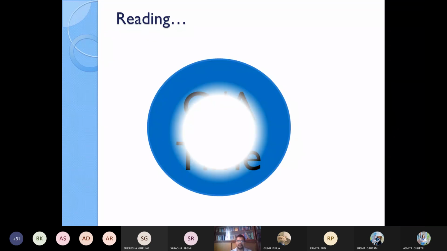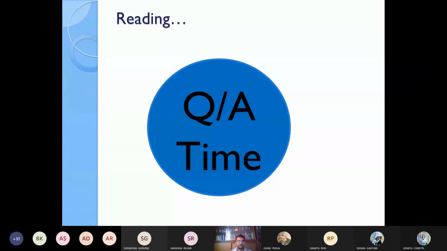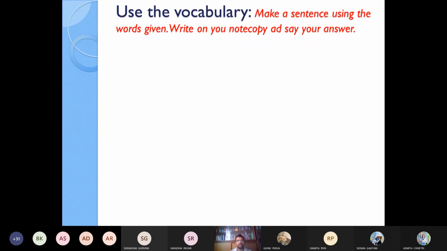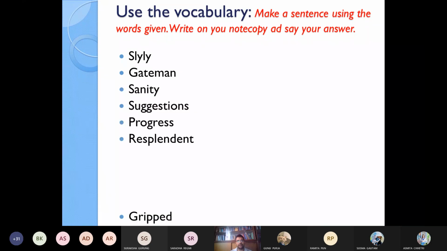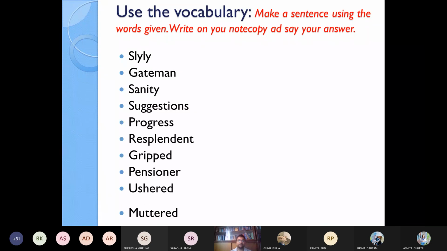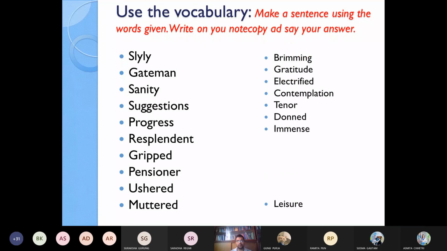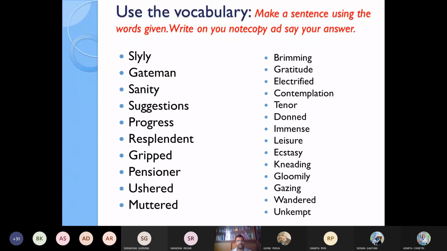So, dear students, now is the question and answer time. Hope you all don't forget this vocabulary. Use this vocabulary in your own words. Make a sentence of this vocabulary. These are the major vocabulary words that have been used in the story as well. Make a sentence using the word given. You can write on your notebook and say your answer.